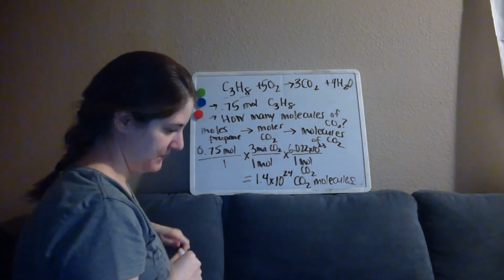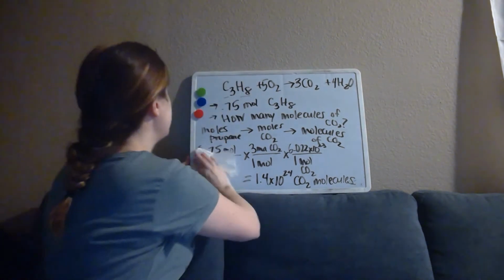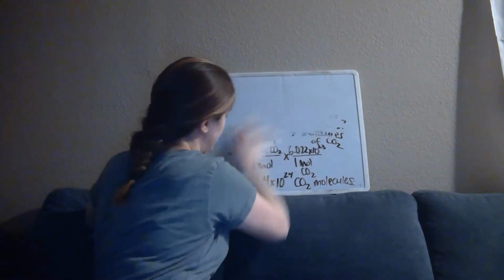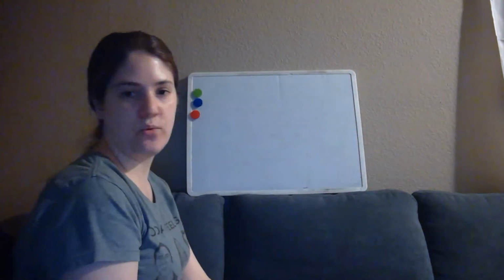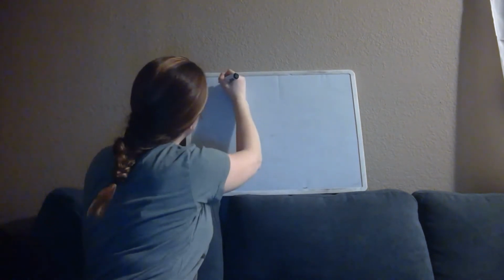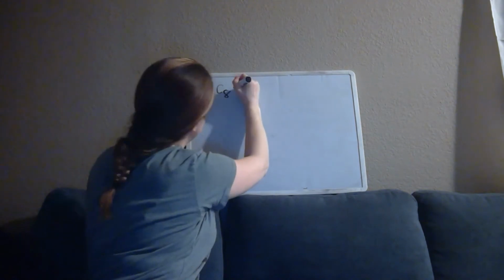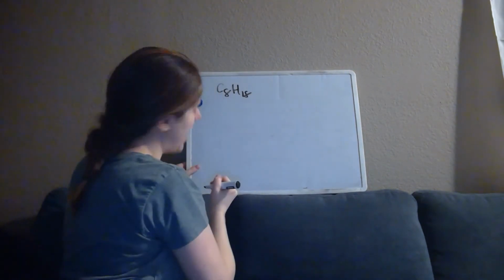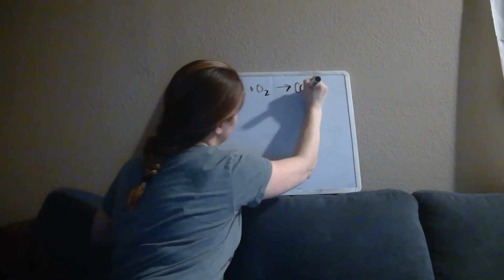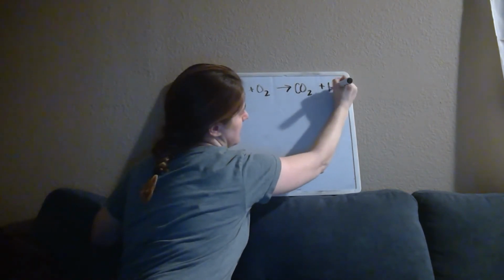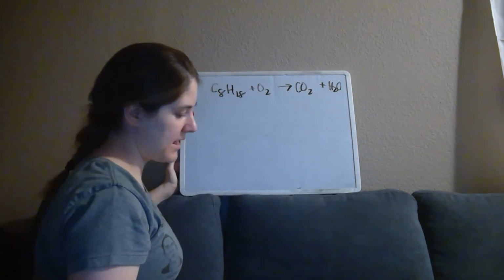Okay, so that is the slightly more complicated example, but it can get even more complicated. So we'll do one more example with just plain stoichiometry. So let's do C8H18, so octane, plus oxygen going to carbon dioxide plus water. Once more, gotta balance this guy.